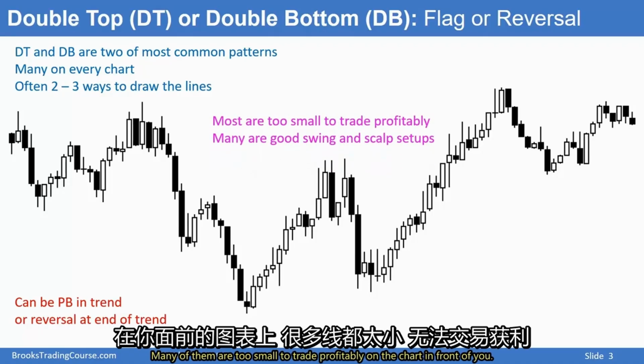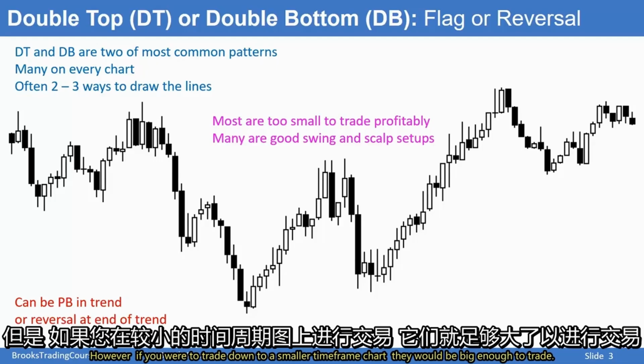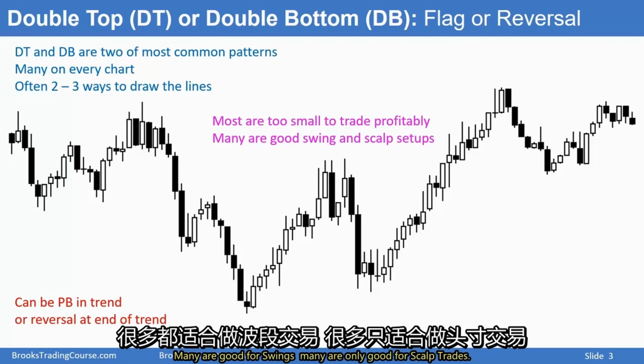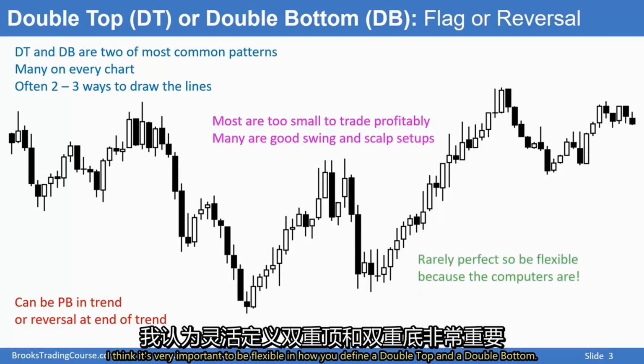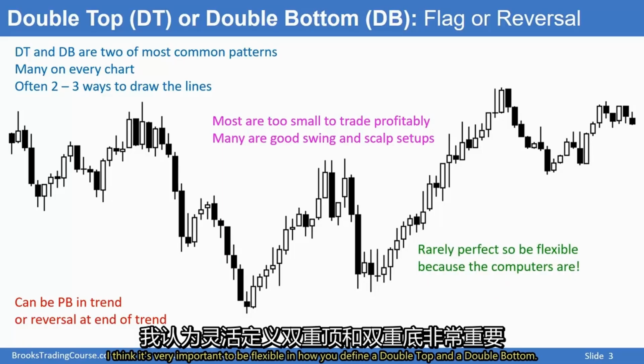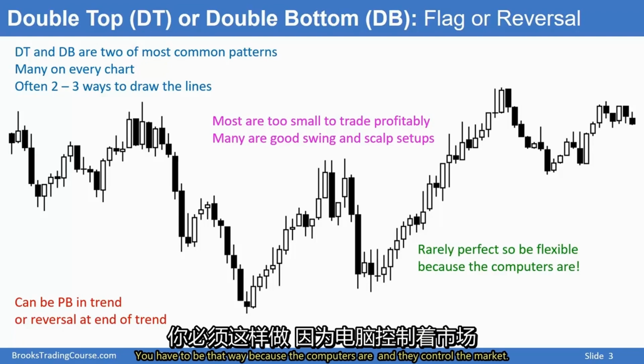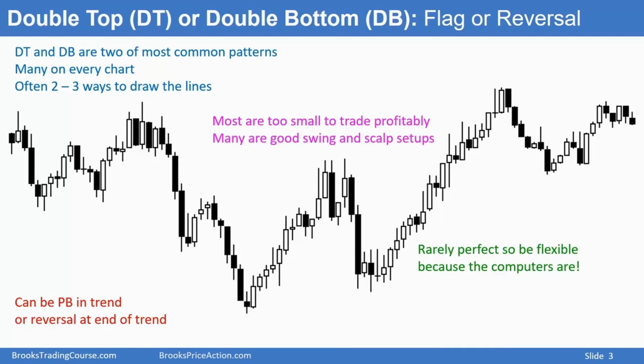Many of them are too small to trade profitably on the chart in front of you. However, if you were to trade down to a smaller time frame chart, they would be big enough to trade. Many are good for swings, many are only good for scalp trades. I think it's very important to be flexible in how you define a double top and a double bottom. You have to be that way because the computers are, and they control the market.